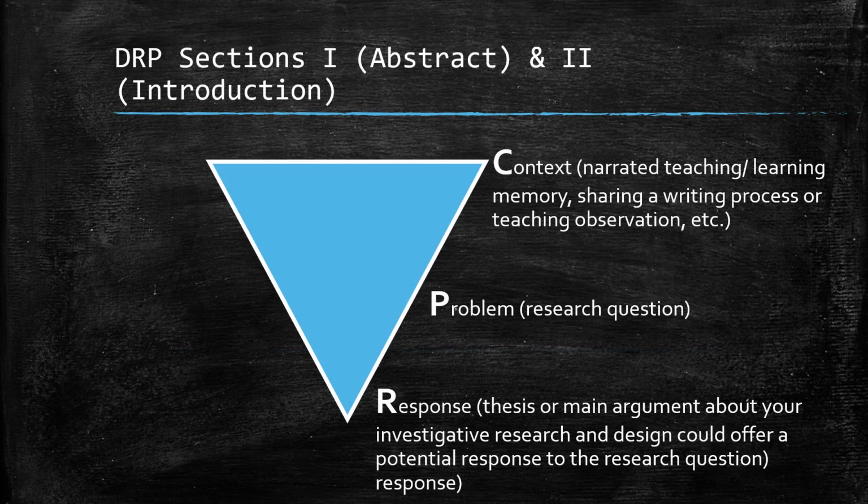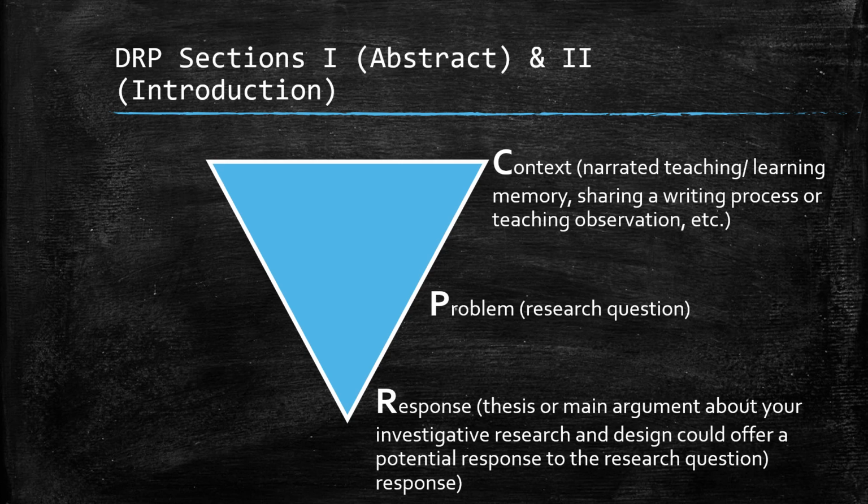So for our DERP, sections 1 abstract and section 2 introduction, we're really using the same kind of structure, which is shaped like an upside down triangle. I like to think of this as CPR, or context, problem, and response. You notice how an upside down triangle gets more narrow as you get to the bottom of it, and this is where your thesis lives. So let's begin at the top.